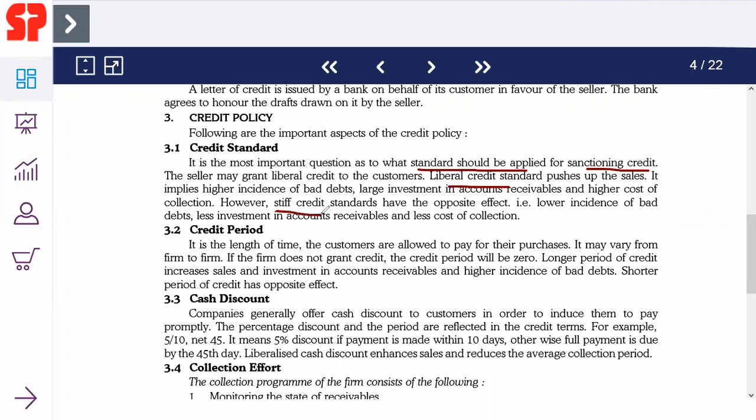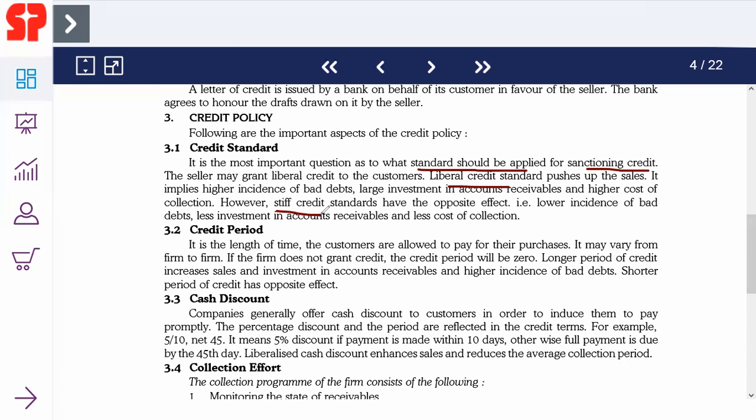These are the 2 extreme things, liberal and stiff. Everything will lie between this liberal and stiff only. There will be some flexibility in sanctioning credit, that is, to whom you have to sanction credit and what parameters you have fixed for sanctioning the credit. That is very important.